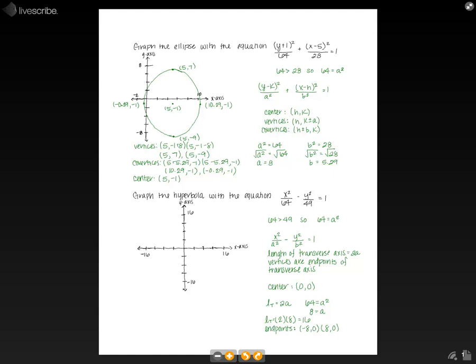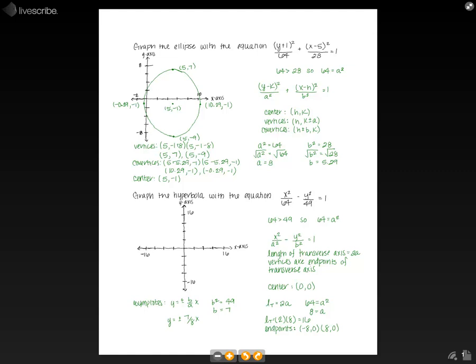The other thing that we need to know in order to graph this hyperbola is the equation for the asymptotes. We know that the asymptotes of a hyperbola have the equation y equals plus or minus b over a x. We already know what a is. We know that b squared is equal to 49, which means that b is equal to 7. Now that we know a and b, the asymptotes are going to be y equals plus or minus 7/8 x. Now we should be ready to graph.